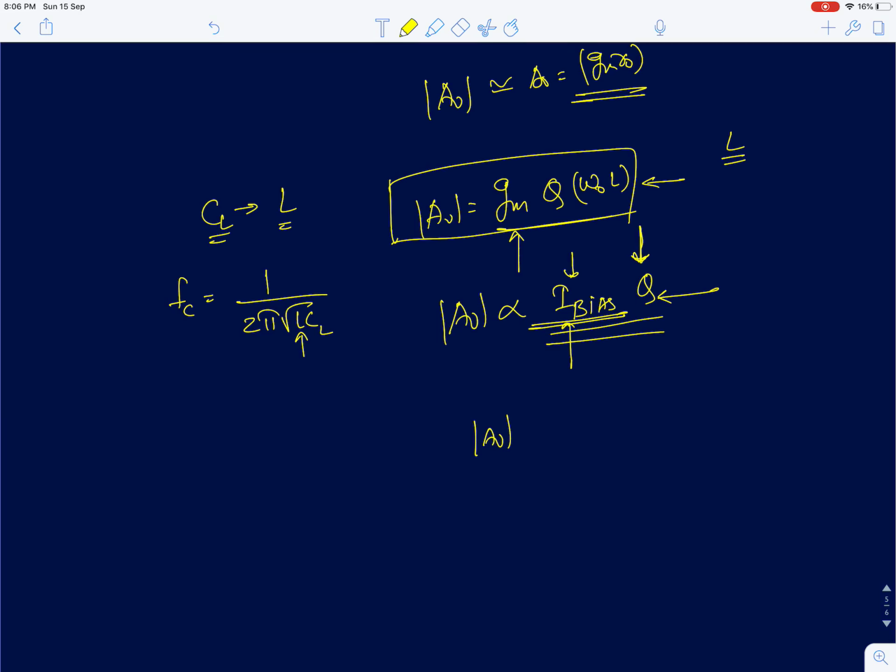So there are techniques to deal with those problems, but this is a very fundamental idea behind why we go for using inductors in RF circuits. Okay, I'll stop at this point.